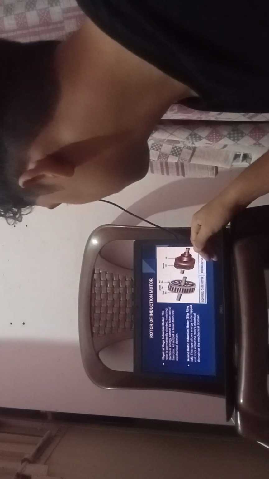Then we have the wound rotor induction motor, or we can say slip ring induction motor. This type allows energy to be tapped out from either the rotor's electrical domain or mechanical domain. Here is the image of the squirrel cage induction motor, and this is the image of the wound rotor, or we can say slip ring type of rotor.